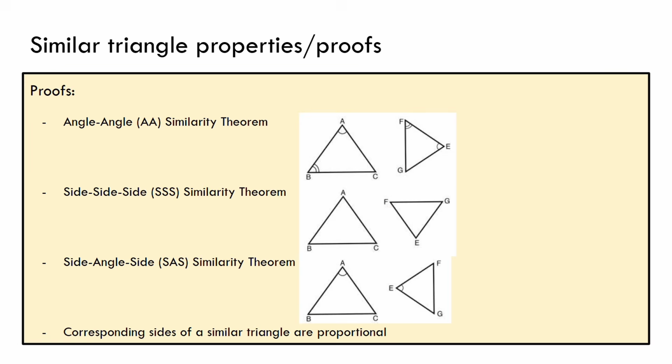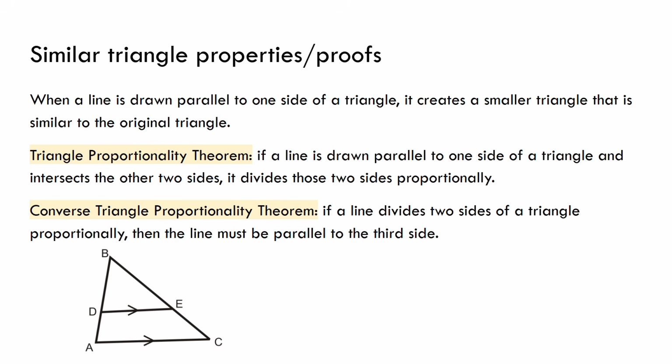Okay, moving on to similar triangle proofs: the angle-angle similarity theorem, the side-side-side similarity theorem, the side-angle-side similarity theorem, and then knowing that corresponding sides of similar triangles are proportional to each other. So when a line is drawn parallel to one side of a triangle, it creates a smaller triangle that is similar to the original triangle. So they're going to have the same proportions.